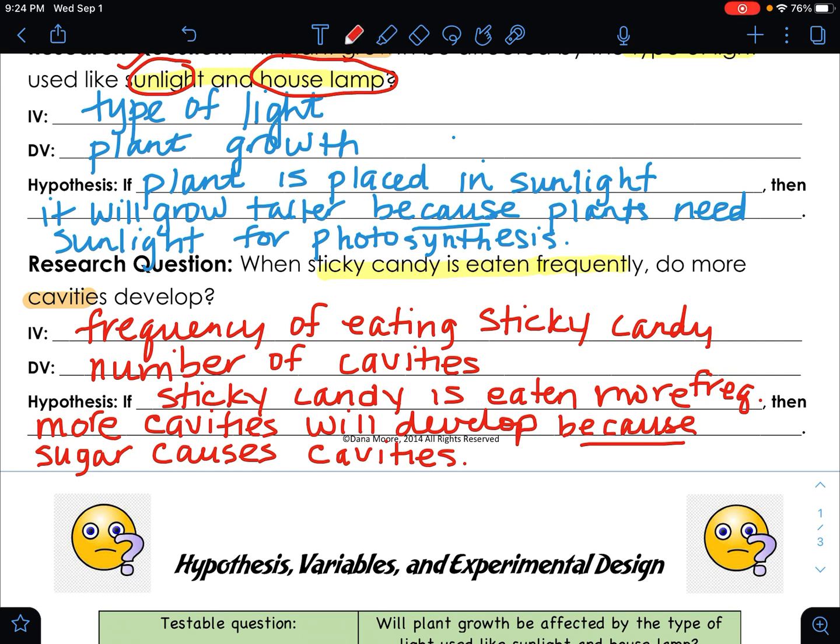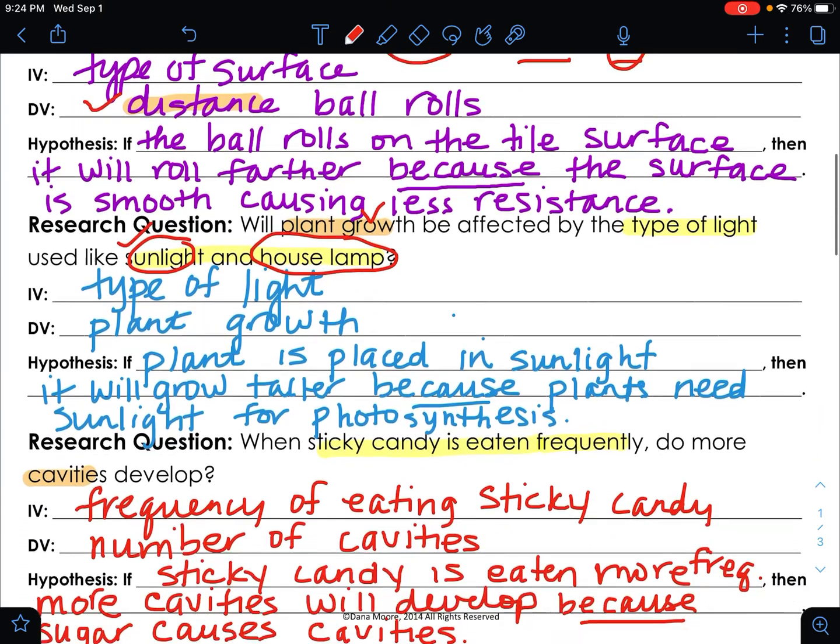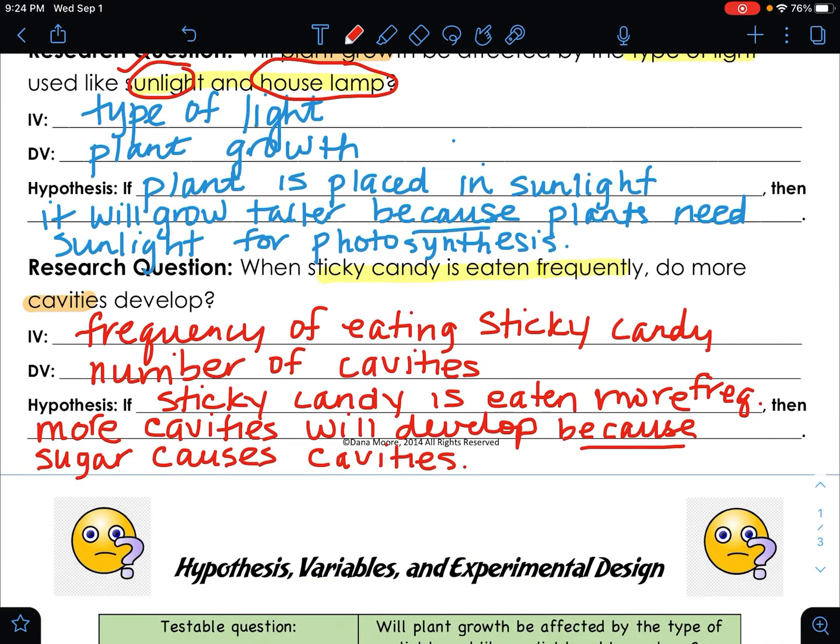All right, so frequency of eating sticky candy is our independent variable. And then what we're going to measure would be the number of cavities. So what are my two choices? I don't necessarily see it per se in here like I could on these, but when we're talking about something like this, we're going to think of the words less or more. So is sticky candy eaten less frequently, or is sticky candy eaten more frequently?